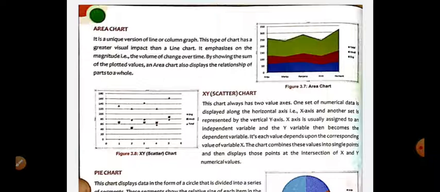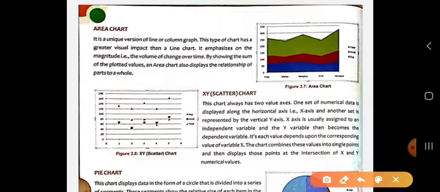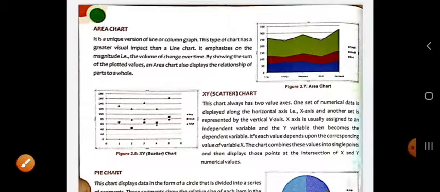The chart combines these values into single points and then displays those points at the intersection of x and y. That means like this. See, these are the combination of x and y axis. So that is why it is known as an XY scatter chart. Scatter, why? Because there is no single line. One is here, another is here, another one is here, like this. They are all scattered, not at one place. That's why it is also known as a scatter chart.